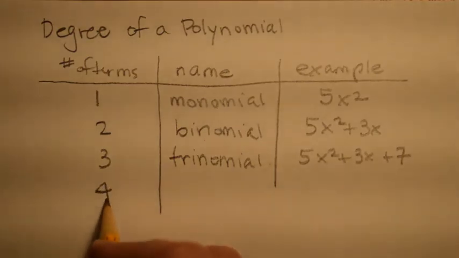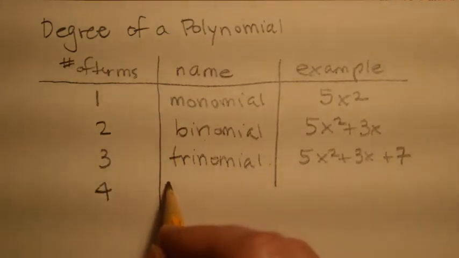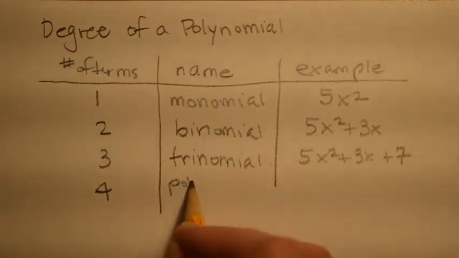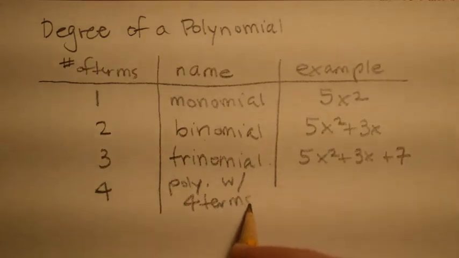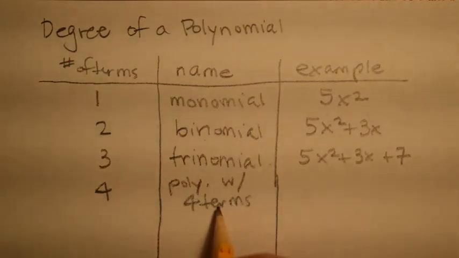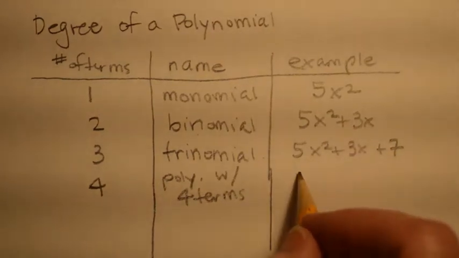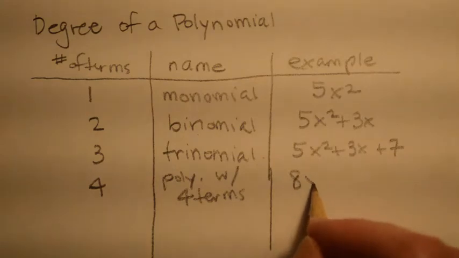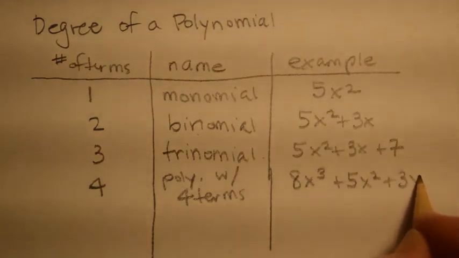Then we got to a polynomial with four terms, and we did not have a special name for it. It was called a polynomial with four terms. And again, if you watched that video already that I assigned to watch before this one, he just calls it a polynomial, which is true. It is a polynomial, but when we want to get a little bit more specific, we can say it's a polynomial with four terms. And an example of that might be 8x cubed plus 5x squared plus 3x plus 7.